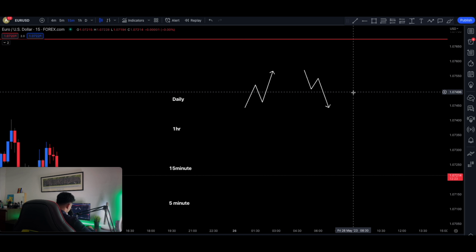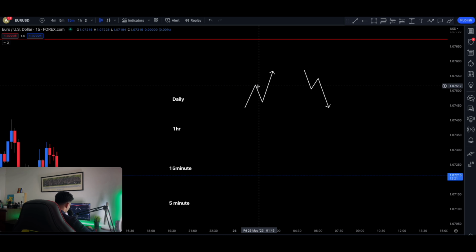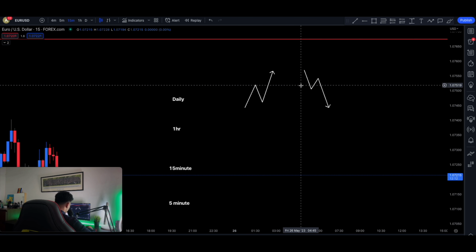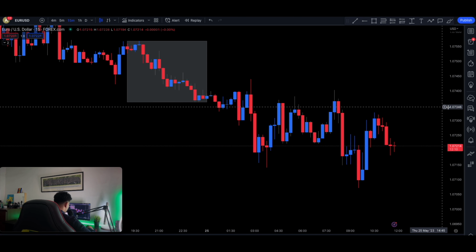The way I distinguish between a swing high and a swing low is that a swing high should have a lower high to the left of it and a lower high to the right of it. Same thing with a swing low. A swing low should have a higher low to the right of it and a higher low to the left of it. So let's just look at that right now.